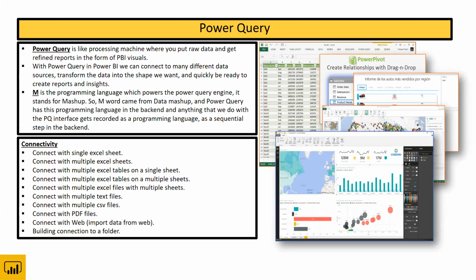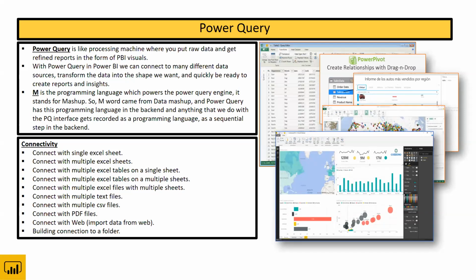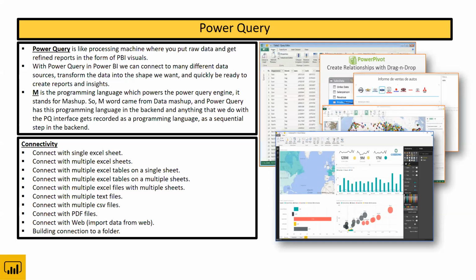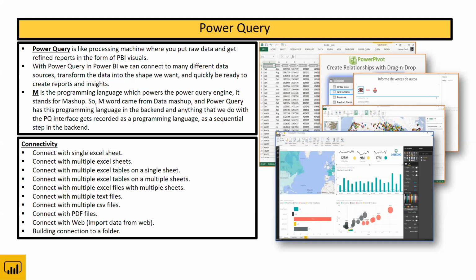If we see the connectivity of Power Query, we can connect with a single Excel sheet, we can connect with multiple Excel sheets, we can connect with multiple Excel tables on a single sheet, we can connect with multiple Excel tables on multiple sheets, we can connect with multiple Excel files with multiple sheets, we can connect with multiple text files, we can connect with multiple CSV files, we can connect with PDF files, we can connect with the web, like we can import data from a website. And similarly, we can build a connection with a folder so that all the files in a folder can be connected with the help of Power Query.